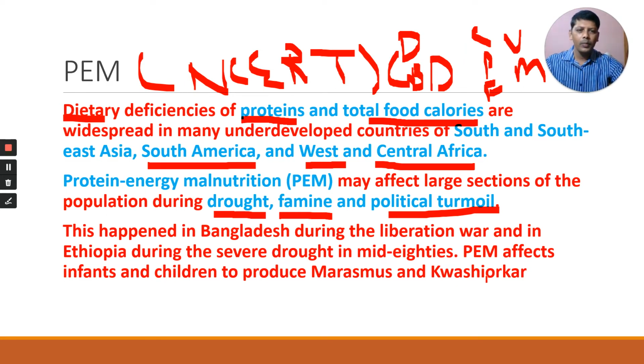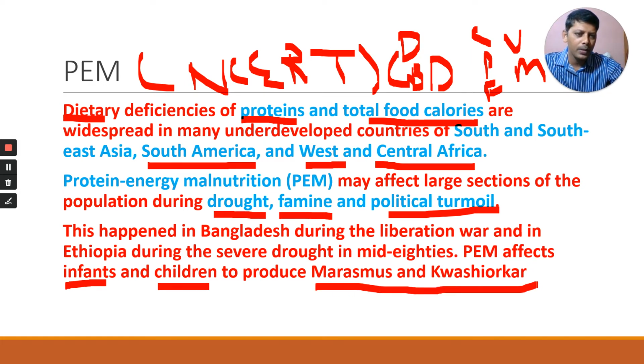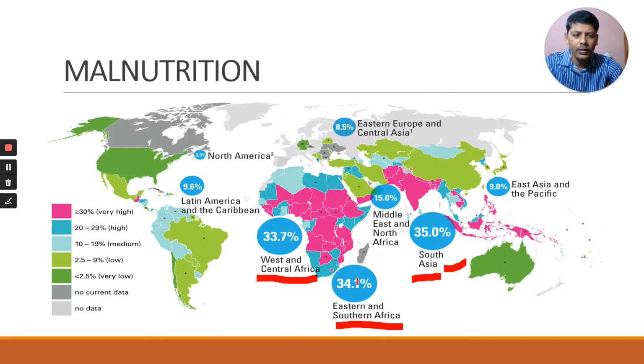Protein energy malnutrition affects infants and children to produce marasmus and kwashiorkor. Very, very important. One bit was asked in the NEET exam recently. This PEM, protein energy malnutrition, is a recently added topic in NCERT. We have two topics here: one is marasmus, another one is kwashiorkor.